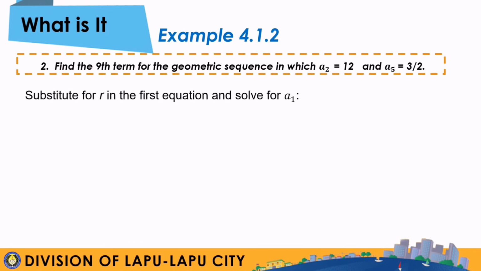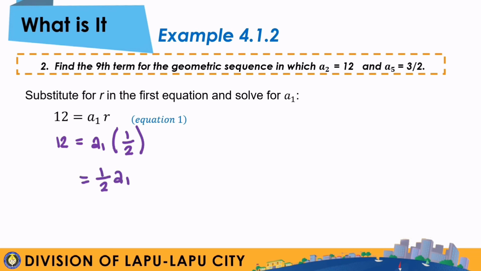Here we can now solve for the first term, since we already know that the common ratio is 1/2. Now let's substitute it to the first equation. But you can make use also of the second equation. We'll still come up with the same answer. So here, let's copy 12 equals our first term times our r was 1/2. So that is 1/2 a sub 1.